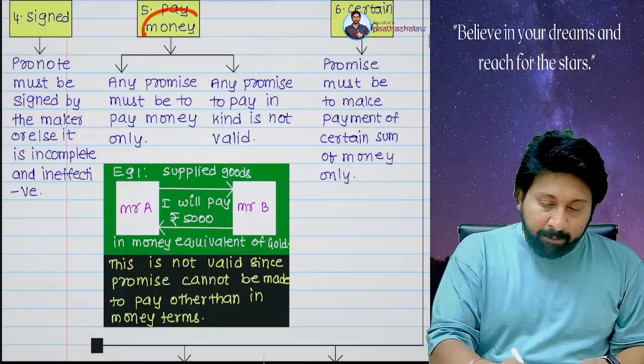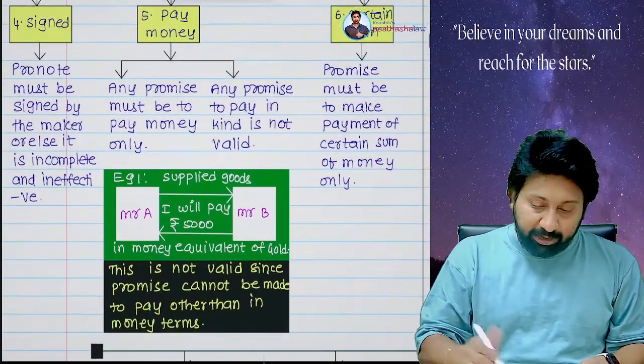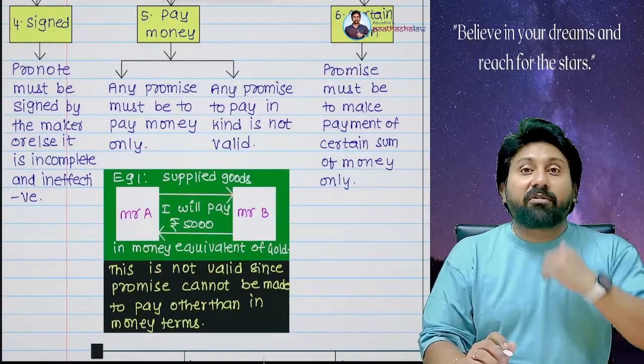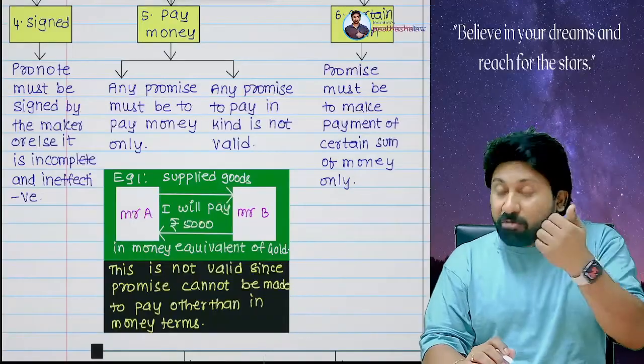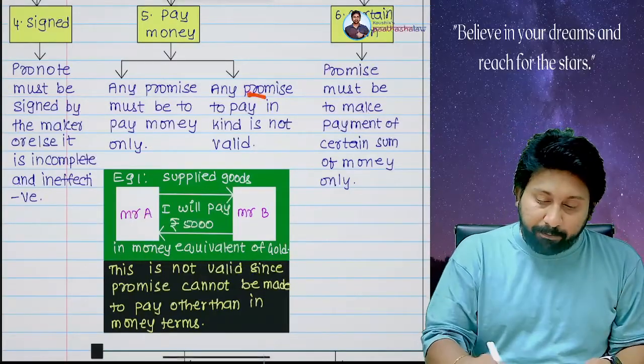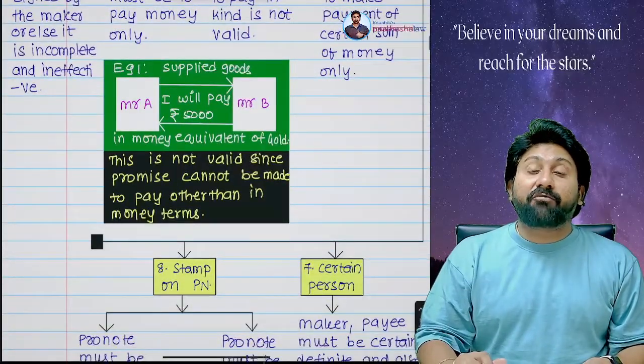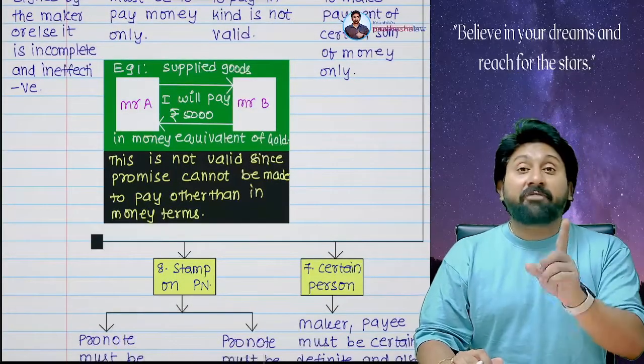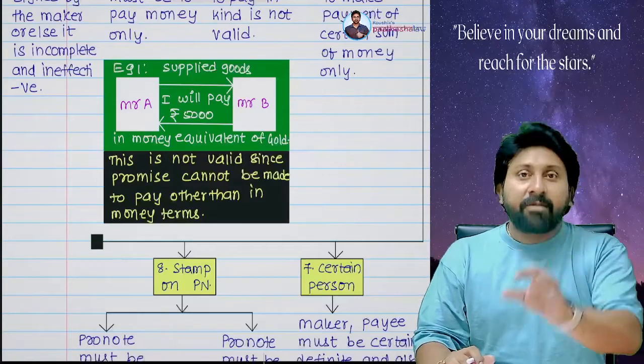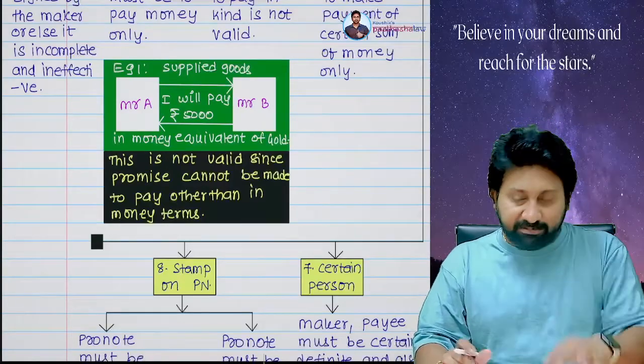Okay, next one. Pay money only. Pay money only means what? I have given you 5,000. You should promise me to give back that 5,000. Okay, any promise to pay in kind is not valid. Certain sum you should not tell. I will pay you 5,000 or 6,000. No. 5,000 to 7,000. No. 5,000, 7,000. Certain sum must be there.